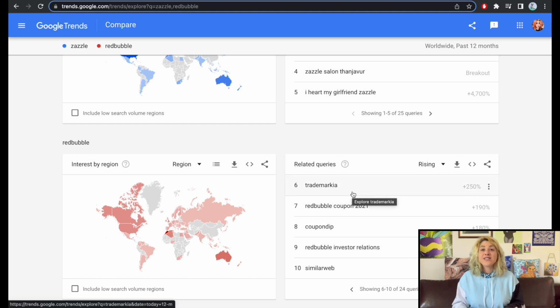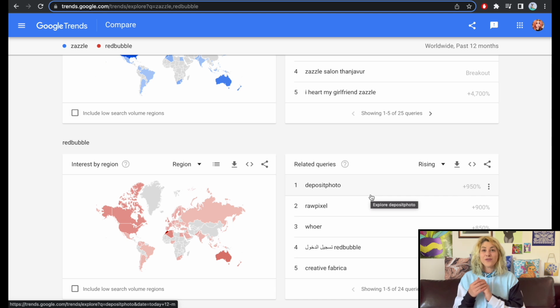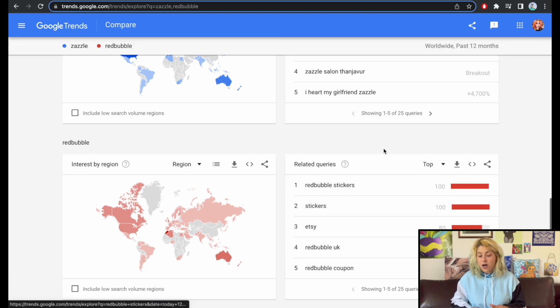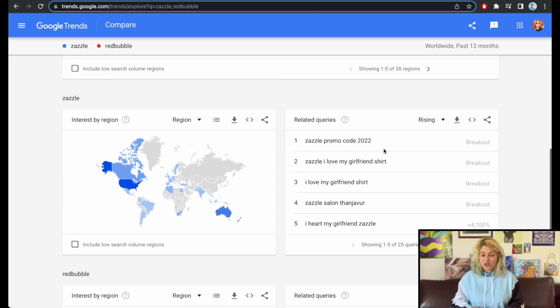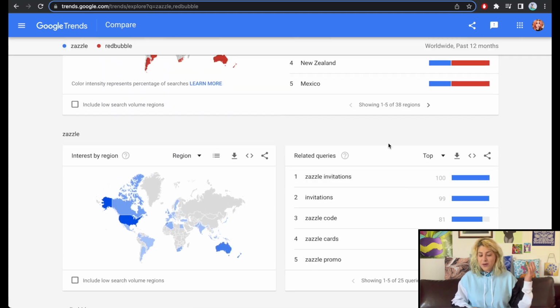Trademarkia, a place to search for, you know, trademarks on RedBubble. And we also have the investor relations and SimilarWeb. And it kind of looks like everybody who's been looking at RedBubble on Google for the last few months is more looking for information about the platform than to actually buy from it. But if I'm going to go to the top results is RedBubble stickers. So let's just compare it real quick.